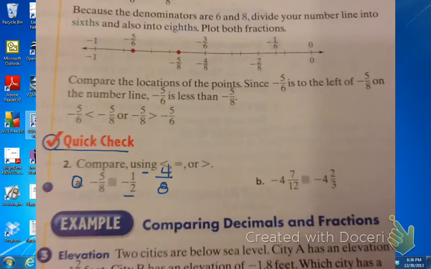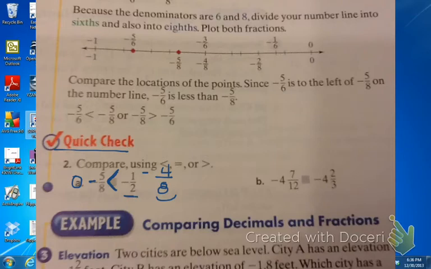Now remember, 5/8 is more than 4/8 unless it's a negative, because that puts it further away from 0 to the left. So it's actually worth less. So we would say negative 5/8 is less than negative 4/8, or less than negative 1/2.